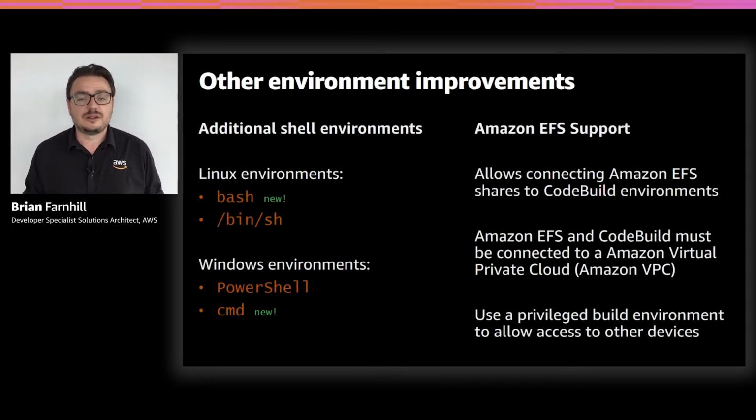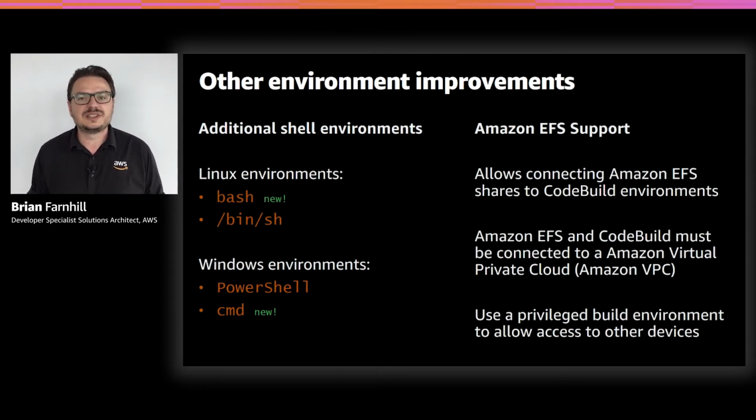The other one is support for Amazon EFS. So EFS is our elastic file share if you're not familiar with it. It allows you to create managed file shares based off NFS that exist within a VPC in the cloud. What this does for CodeBuild is allows a CodeBuild environment to connect to one of those EFS shares.